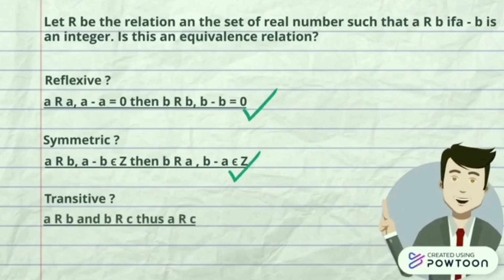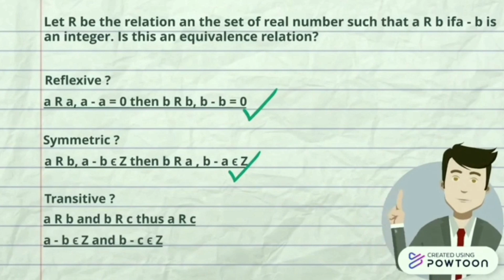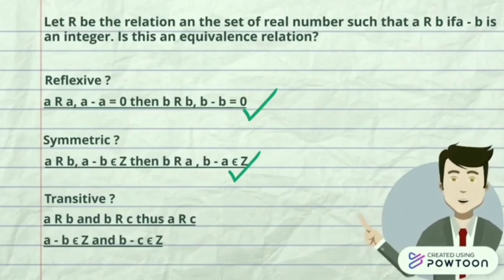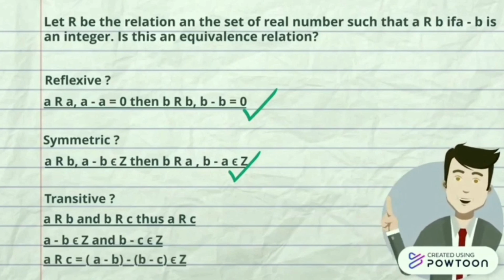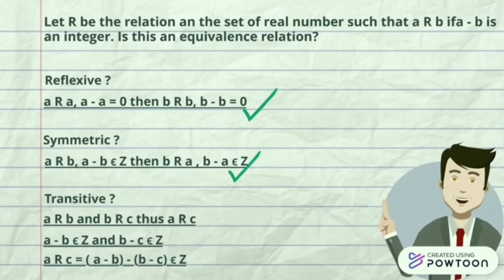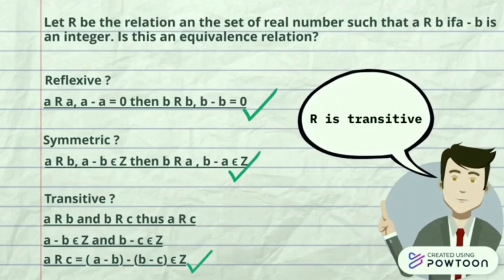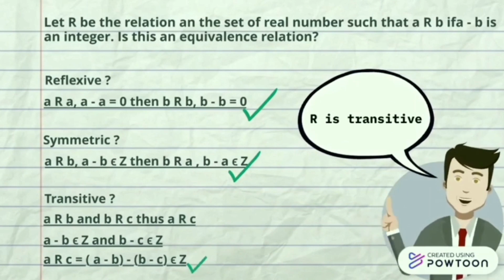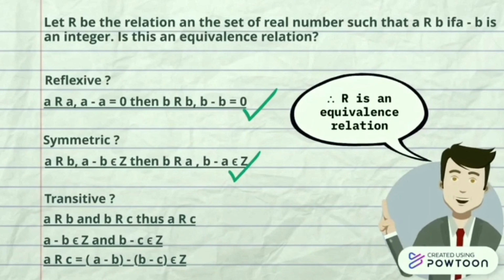Next, transitive. a R b and b R c, thus a R c. a minus b is an element of the integers, and b minus c is also an element of the integers. Thus, automatically a R c, since a minus c is an element of the integers. So, R is transitive. Since all the properties are satisfied, R is an equivalence relation.